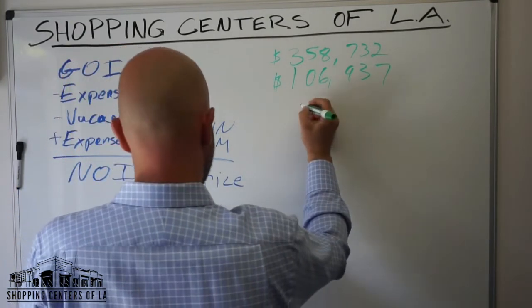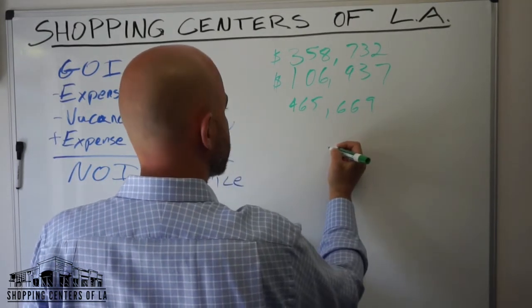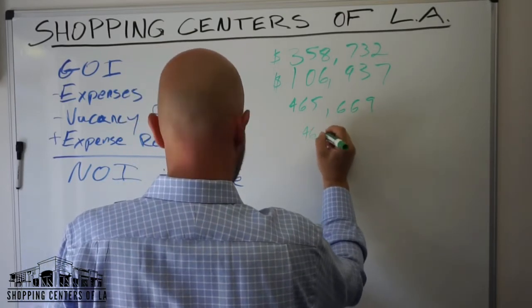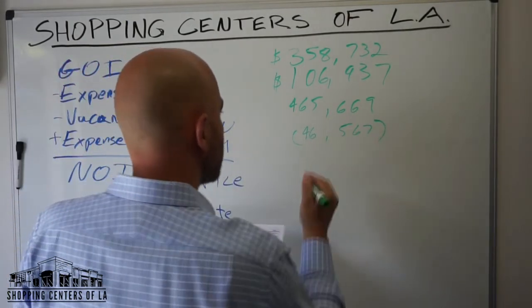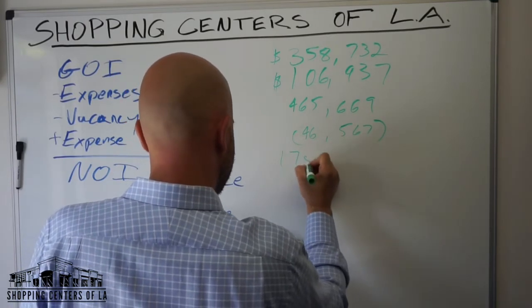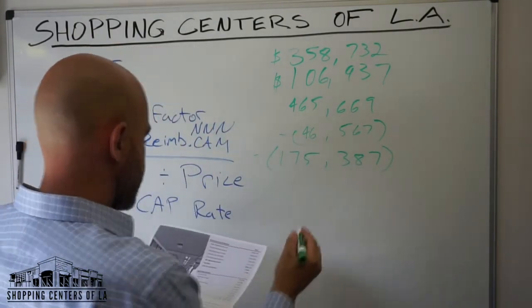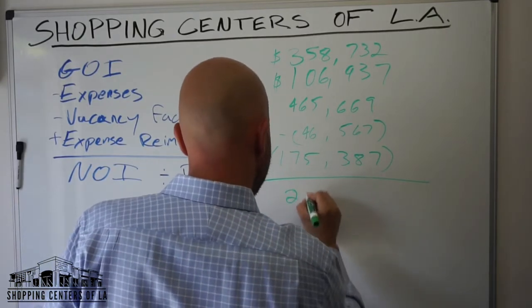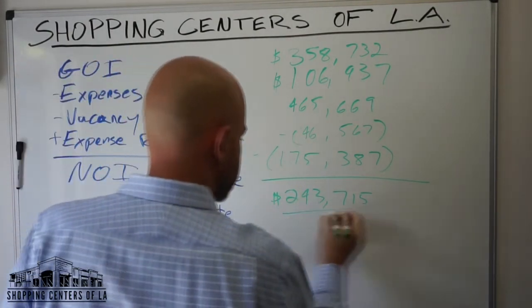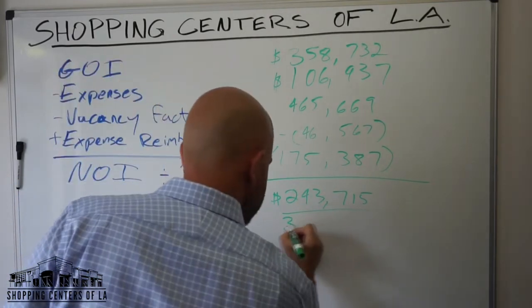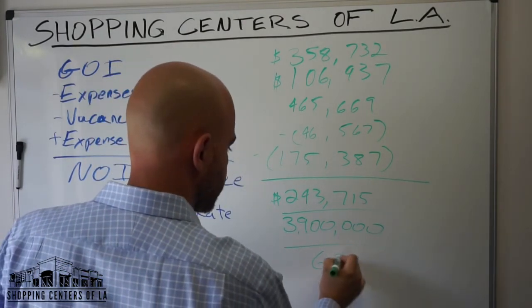That brought us to a gross operating income of $465,669. We took out a 10% actual vacancy, which was $46,567, and we'll put that in parentheses so we know that we're taking that out. And we took out our total operating expenses, $175,387. So we took this out as well. So these were subtracted, and it brought us to a net operating income of $243,715. So this was our NOI. We took that, divided by the purchase price of $3,009,000, which is actually our asking price, and it brought us to a cap rate of 6.2%.